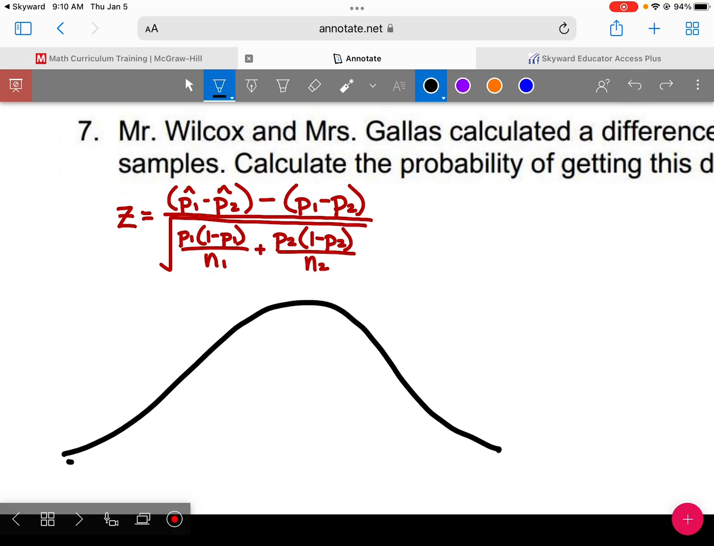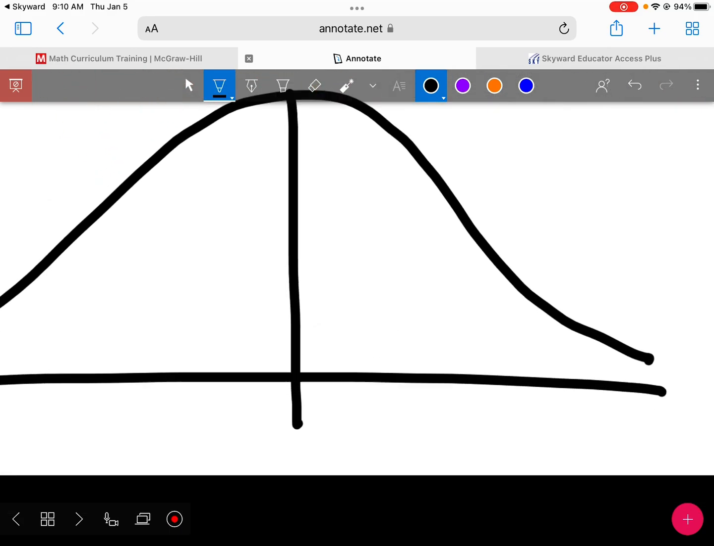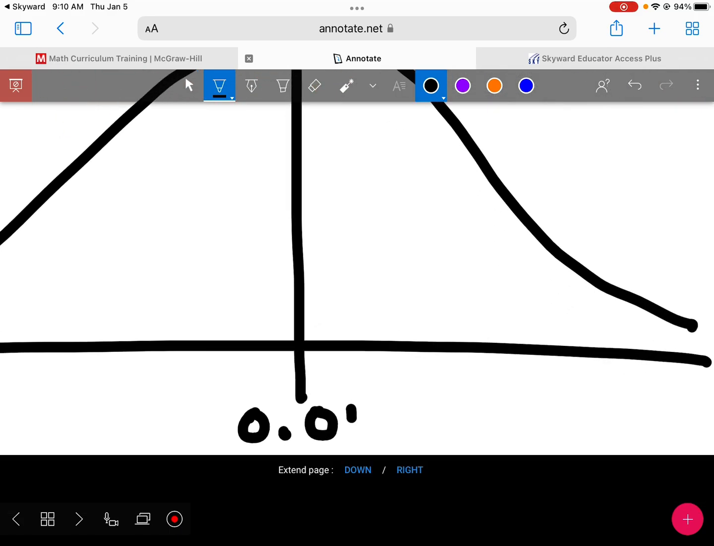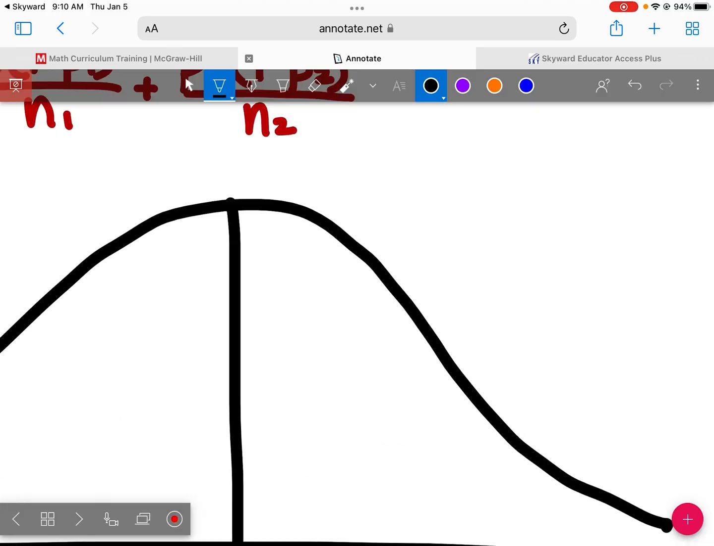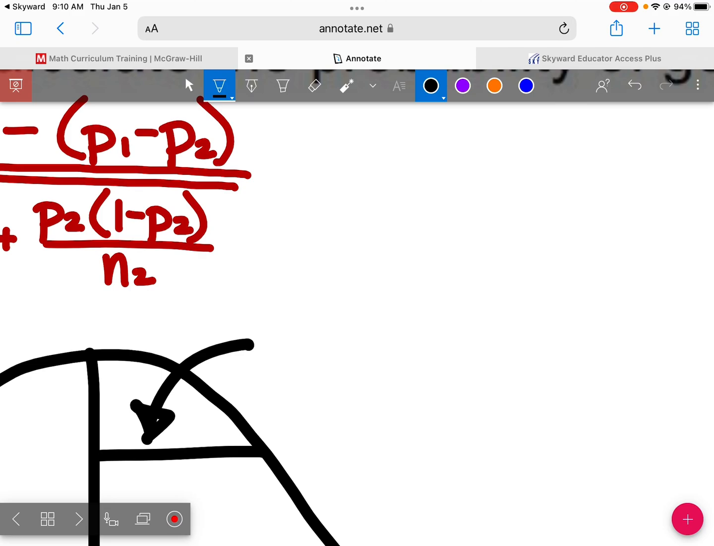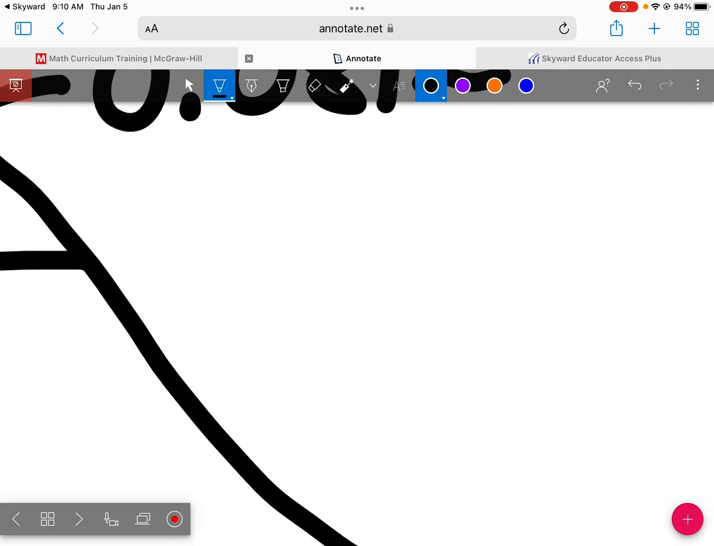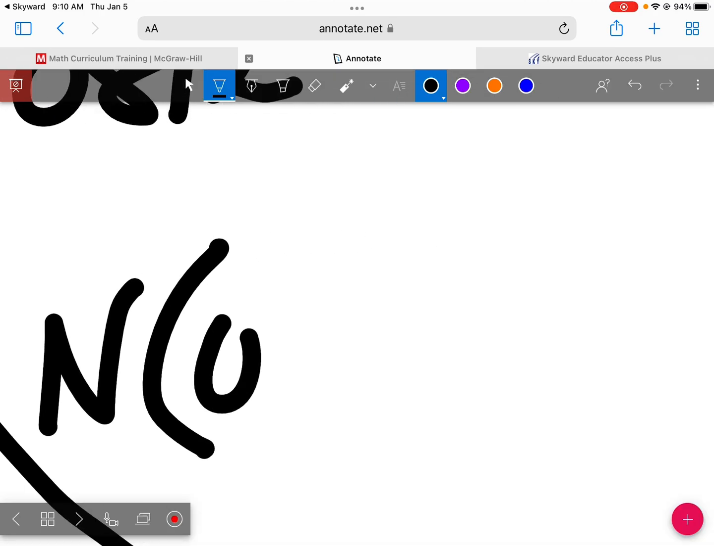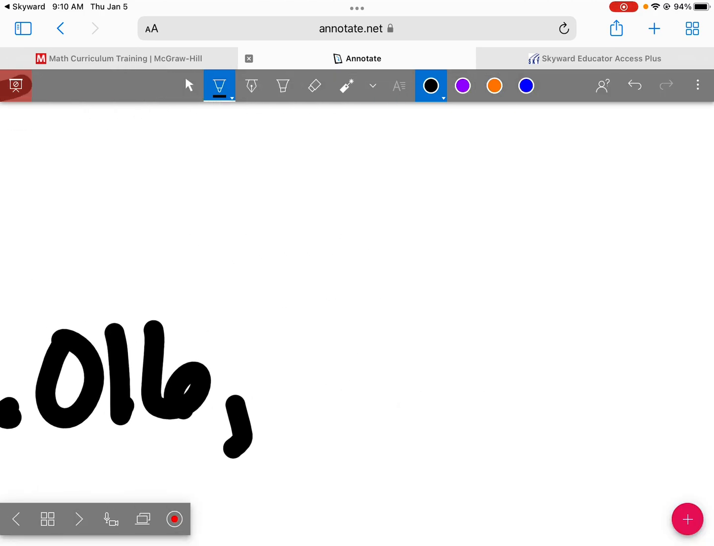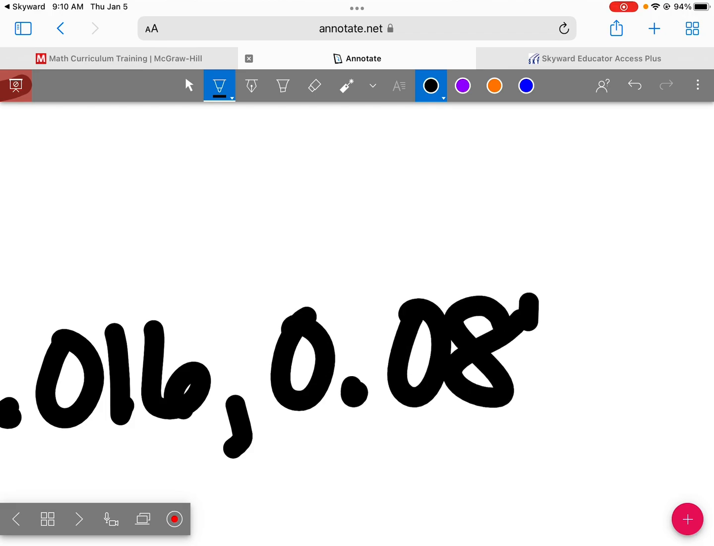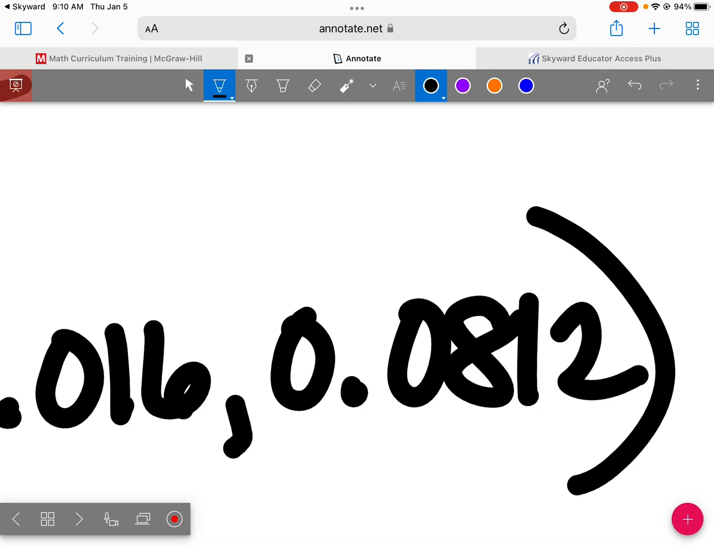Do I know my mean? Yes. What was the mean when you subtracted those? 0.016 for the mean. Do we have the standard deviation? 0.081. So this right here, 0.081. I took mine out one more decimal place. I got a 2 on the end. If you stopped at 3 decimal places, that's fine. So this is approximately normally distributed. 0.016 for our mean. 0.0812 for our standard deviation.